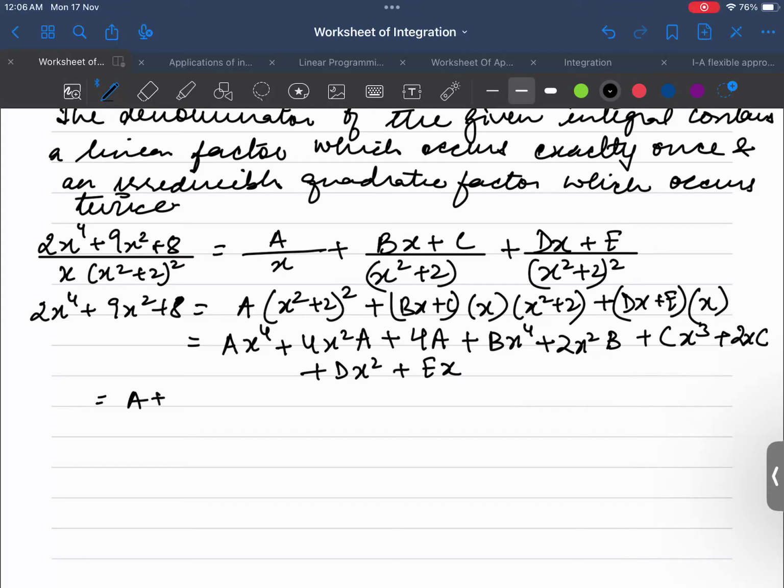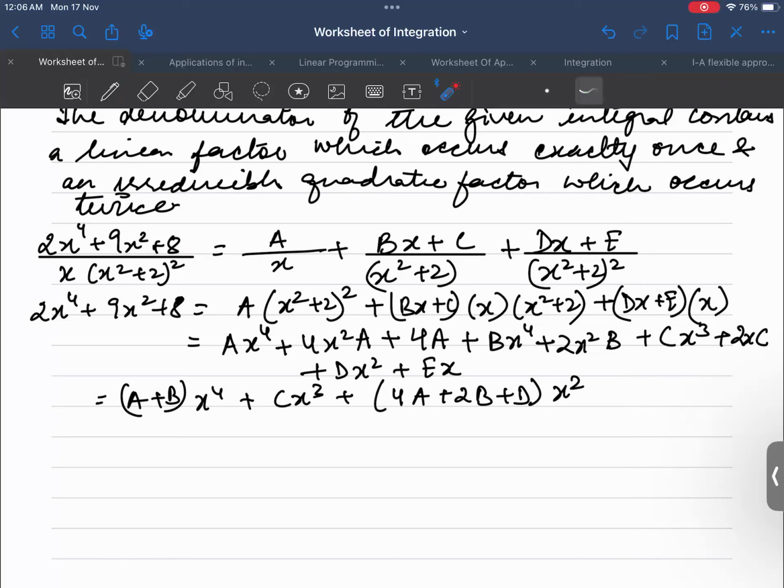It would be a plus b. I'm solving it. x power 4 plus c x cube plus 4a plus 2b plus d x square, because all of the same terms I'm using together. x square, wherever it is square, I'm using them together. Right? Then 2c plus e is x plus 4a. Now, over here we have 2x power 4 plus 9x square plus 8.